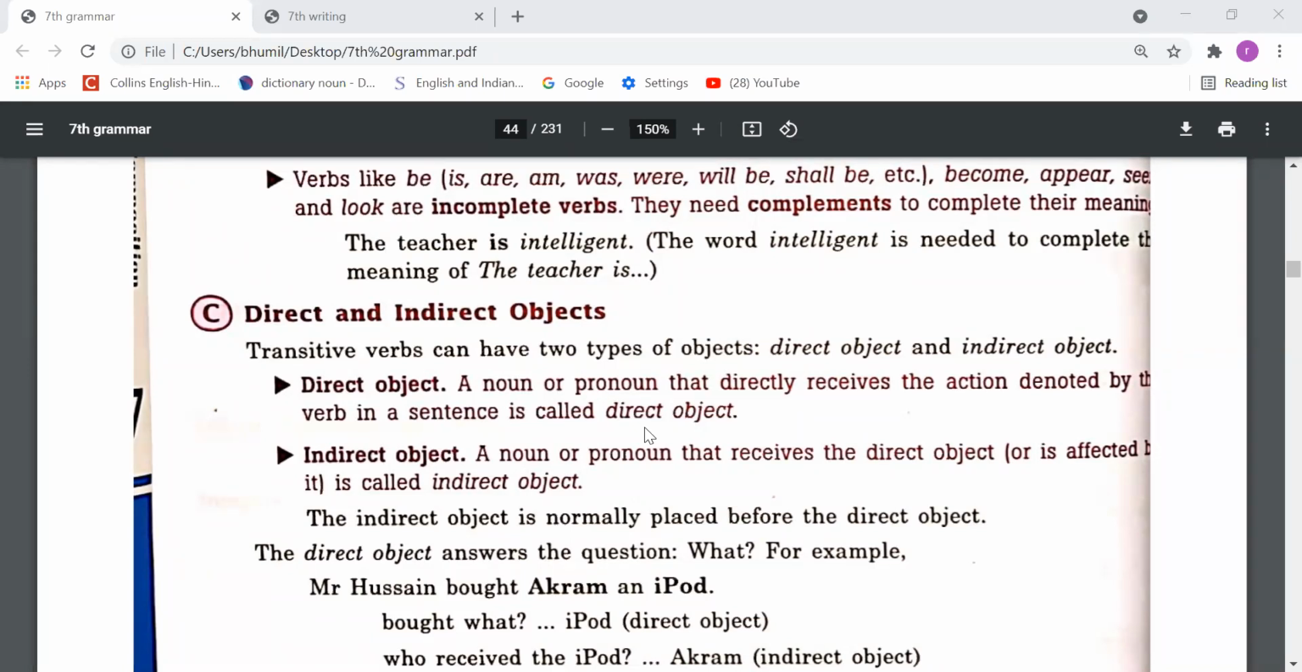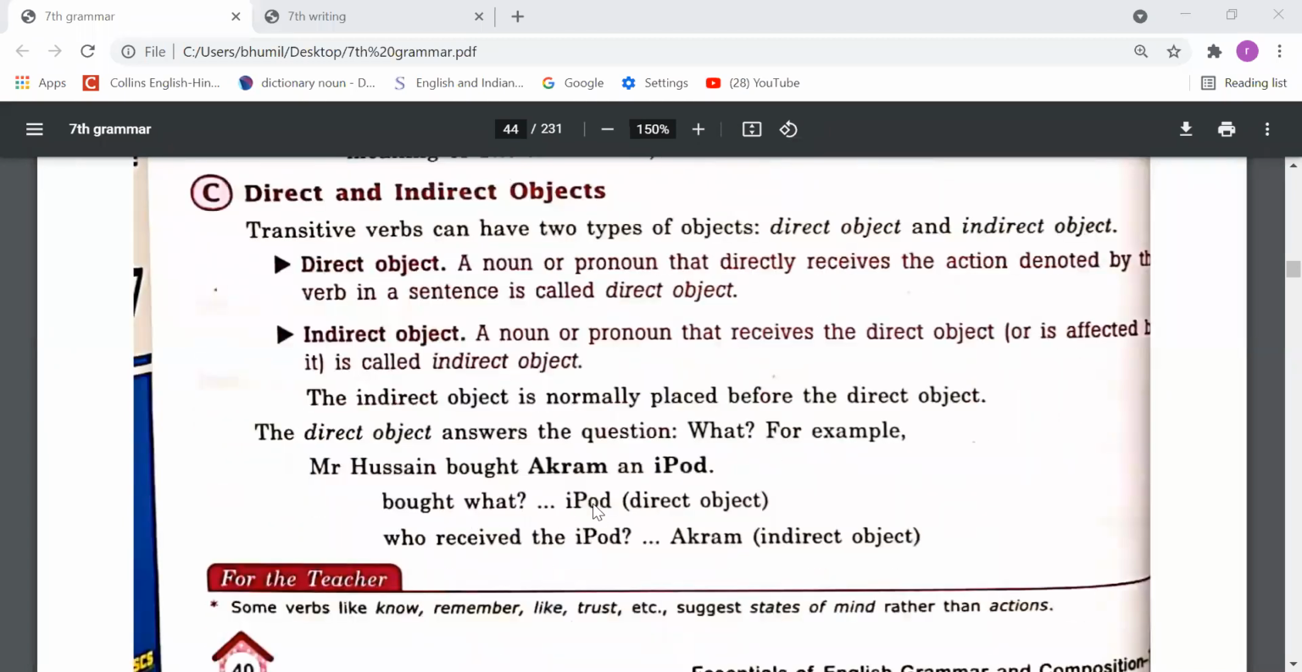Okay. Now let's talk about indirect object. A noun or pronoun that receives the direct object, or is affected by it, is called an indirect object. The indirect object is normally placed before the direct object. Firstly the direct object comes, then the indirect object comes. Usually it happens. The direct object answers the question what. For example, Mr. Hussain bought Akram an iPad. Bought what? An iPad, the direct object. And who received the iPad? That is Akram.